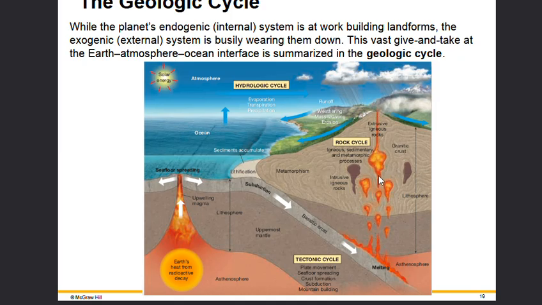Who doesn't relate? Who doesn't relate? What did you say? Geological cycle. For you to have the rock cycle, you must have both the internal heat engine and the external heat engine in place.